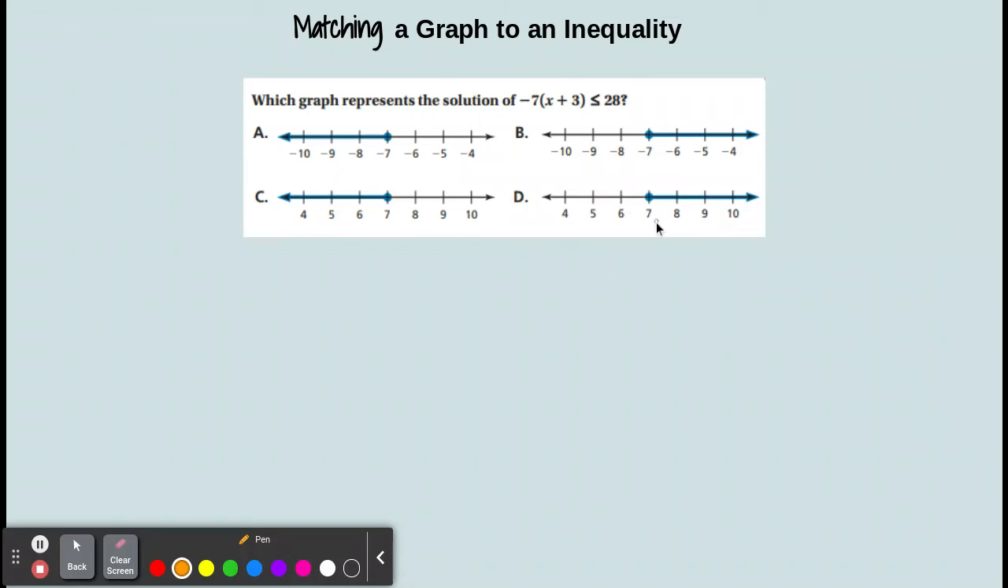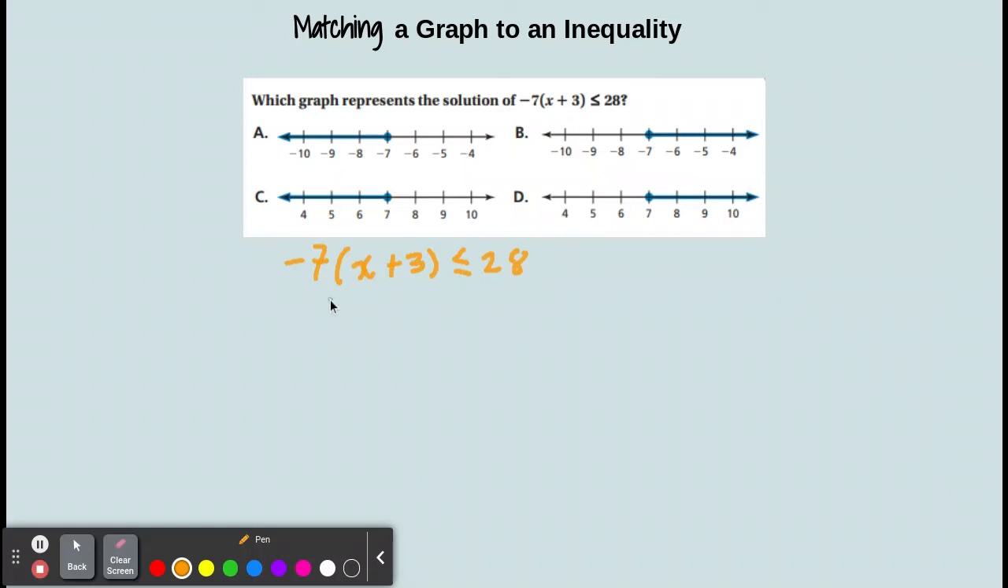So in theory, you could pick a number on the number line and see if that fits, right? But that's going to be a long process. So instead, you probably want to solve the inequality yourself and then find which graph matches your solution. Okay, so our inequality is this. Just rewriting it from up above.